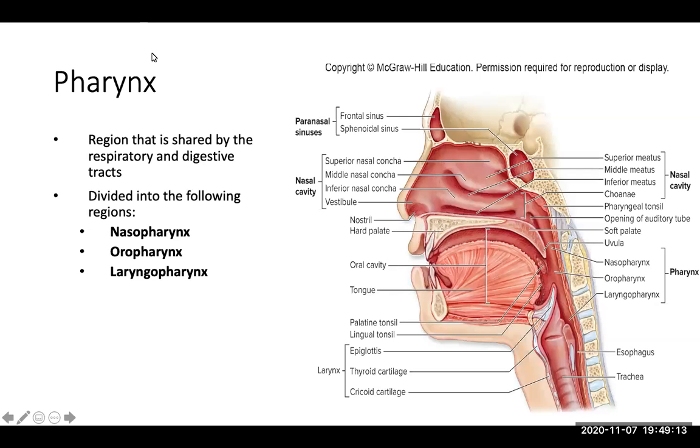So here's a look at the pharynx. Again, it's the region that's shared by the respiratory and digestive tracts. So it's your throat. The nasopharynx is the pharynx behind the nasal cavity. The oropharynx is the throat behind the oral cavity. And then the laryngopharynx is the area behind the larynx, or your voice box.